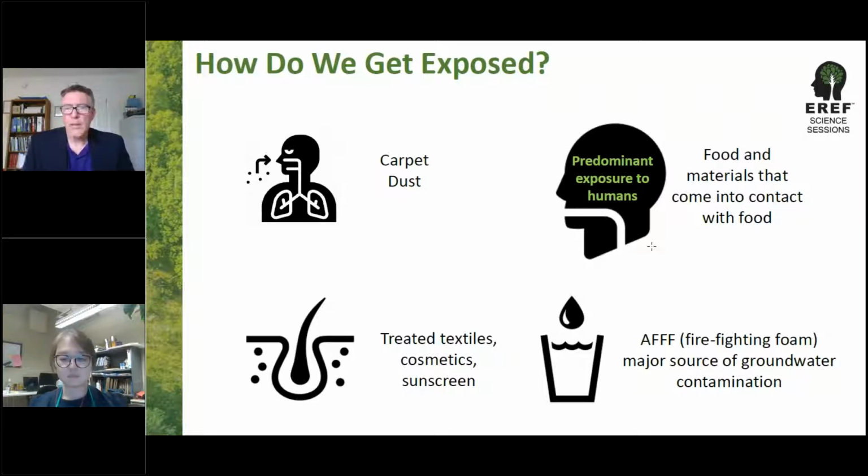The bottom right is drinking water or groundwater exposure, and that has predominantly come through firefighting foams and some of the more point source exposures of PFAS. And then lastly, which some research has suggested is the most dominant pathway of exposure, is eating and ingesting PFAS. That is through food that has come into contact with PFAS, and many times this food has been exposed to some kind of packaging material that was treated with PFAS.